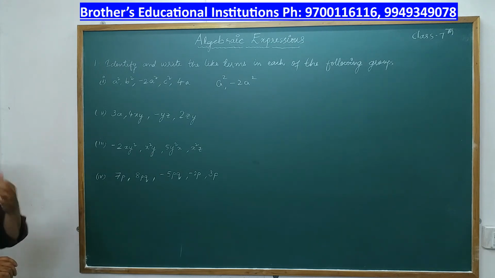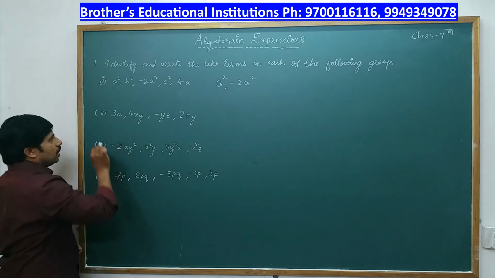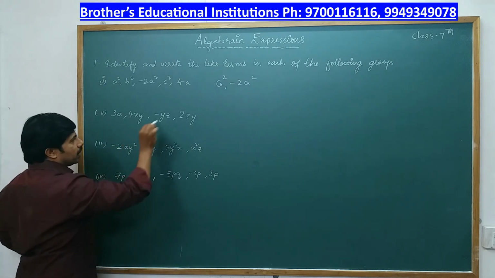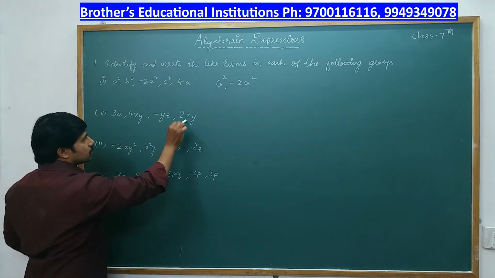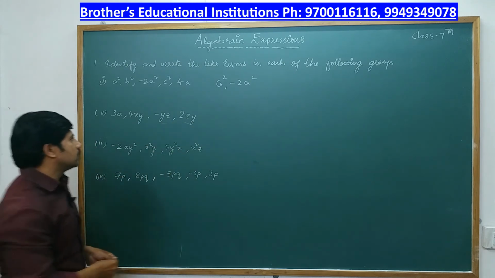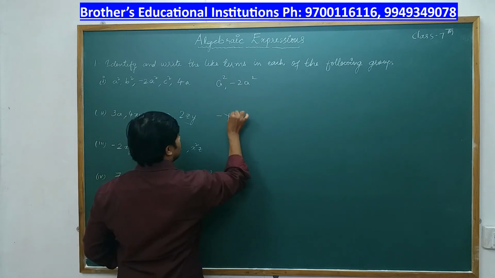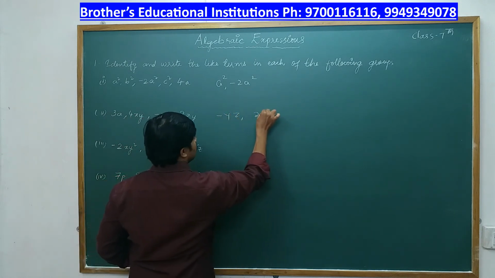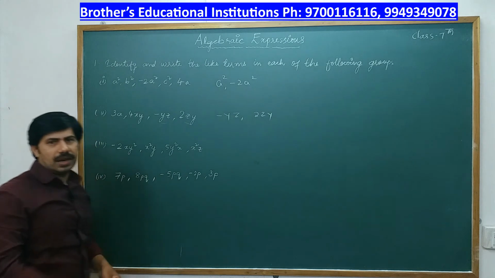Now in the second case, what are the like terms? See, we have 3a, 4xy, minus yz and minus 2yz. So here the yz terms are like terms. The answer is minus yz and minus 2yz are like terms.